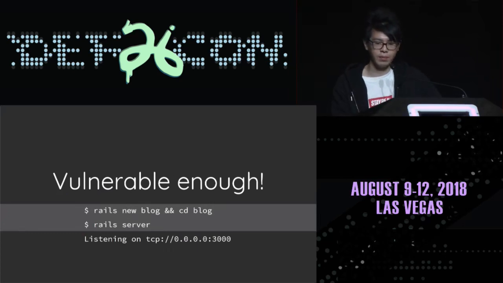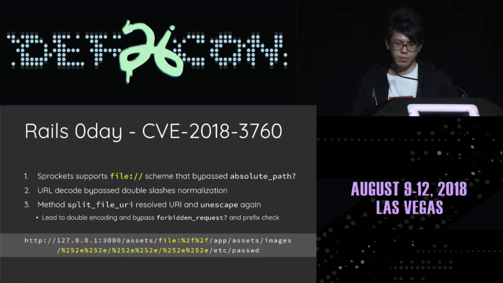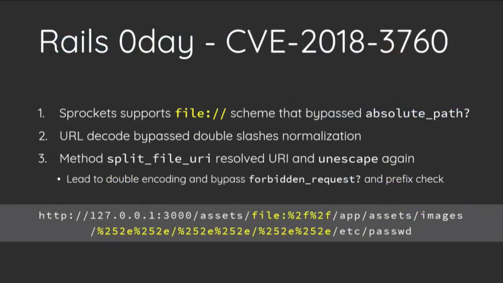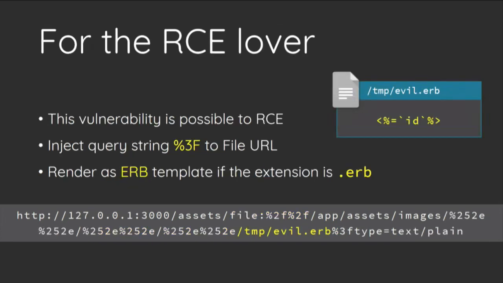The default Rails command is under threat. So you can simply reproduce the bug with just two commands, rails new and rails server. Due to time considerations, I will not go into too much detail. The root cause is that Sprockets supports an undocumented file scheme in the path. There are several pieces in this exploit, but because of the time, you can check the details after this talk. We will just go to the next page.